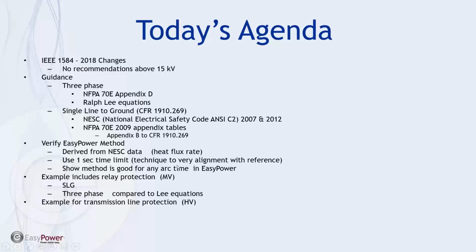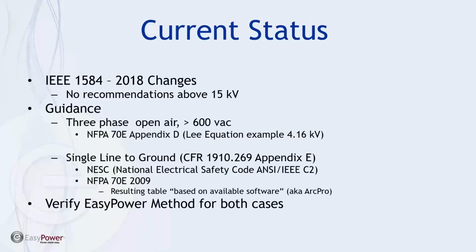Now, the whole point about doing this is that it's well understood, and I'll get into this a little bit more, that the tables in the NESC or ANSI C2, which is the National Electrical Safety Code, were generated in part by using a commercially available software called ArcPro. And so part of my mission, if you will, is to show that EasyPower produces the same results and can therefore be used as an alternative.